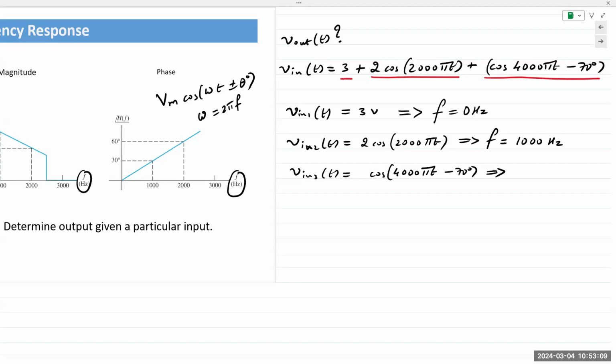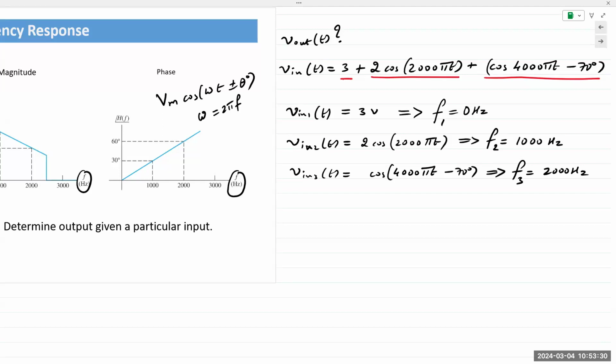F is equal to omega divided by 2 pi. That's why I like these examples. Use a nice round figure. And this is F1, F2, and F3: 0, 1000, and 2000 hertz. Okay, 2000 hertz.